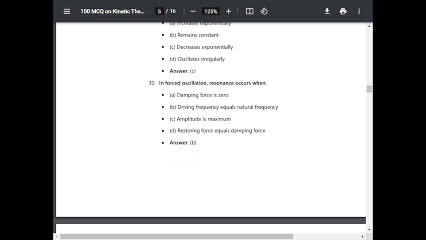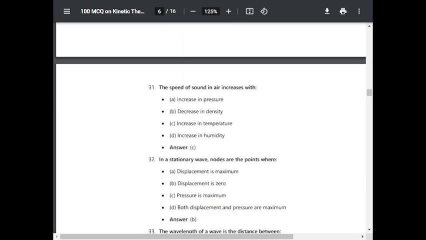Question number 30. In a forced oscillator, the resonance occurs when: option A, damping force is 0; option B, driving frequency equals natural frequency; option C, amplitude is maximum; option D, restoring force equals damping force. The correct answer is B, driving frequency equals natural frequency. In forced oscillation, resonance occurs when driving frequency equals natural frequency. Option B is correct.